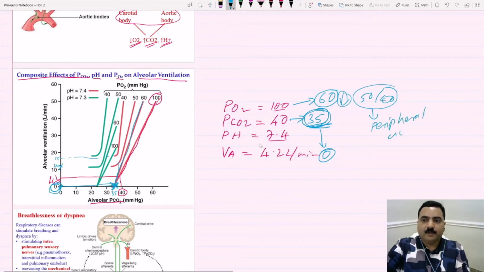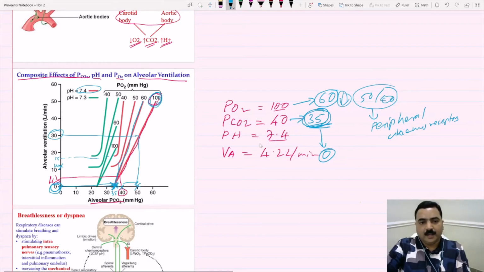Peripheral chemoreceptors have stimulated. But for example, if you keep the oxygen at normal, and the pH is also kept at normal, 7.4, the red line, but you slightly increase the carbon dioxide, say from 40 to 50, what will happen? It will go very high, say around 30. So the ventilation will be around 30, which is much higher compared to 4.